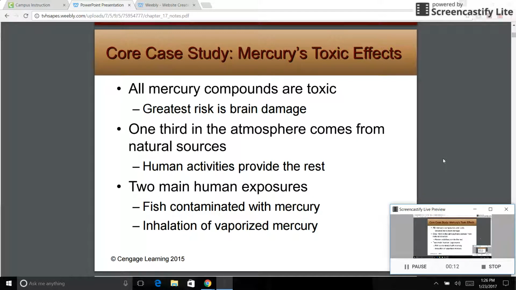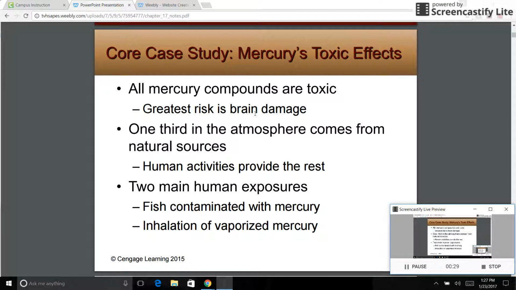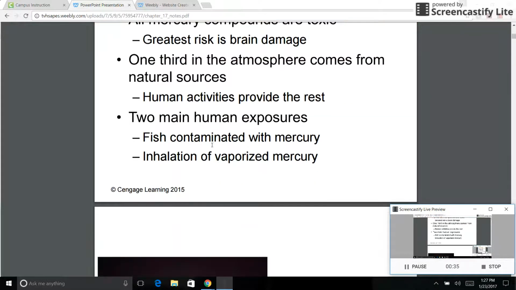We saw the video today, so hopefully that gave you a pretty good idea of mercury. Biggest things to remember: two-thirds of what ends up in the atmosphere is a result of human actions. Greatest risk is it causes neurological damage, specifically in fetuses and younger children because they are still developing.